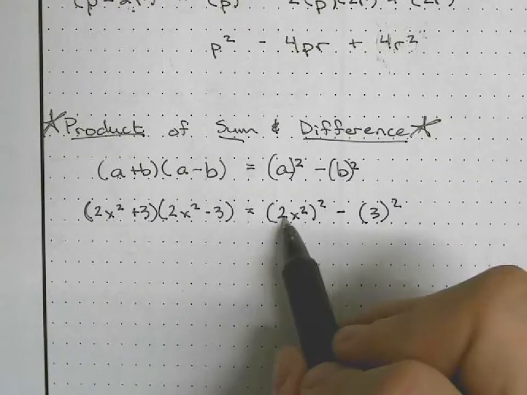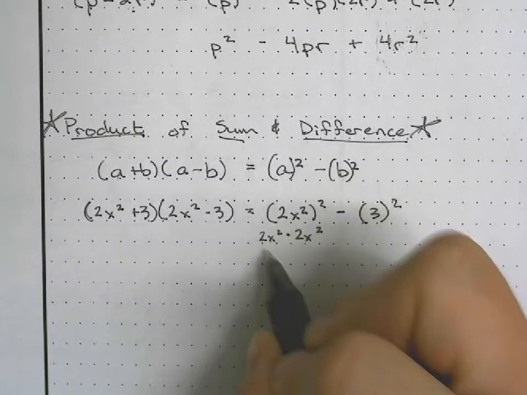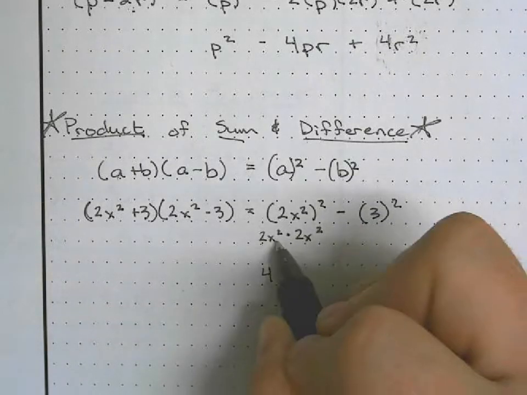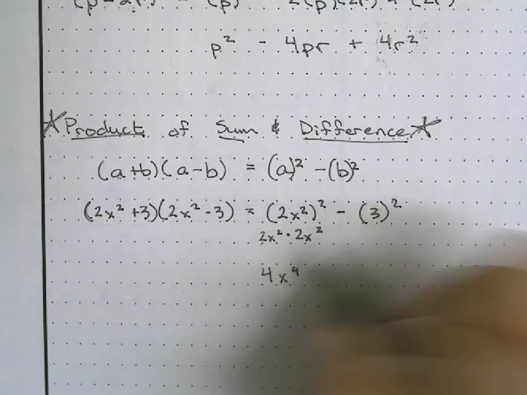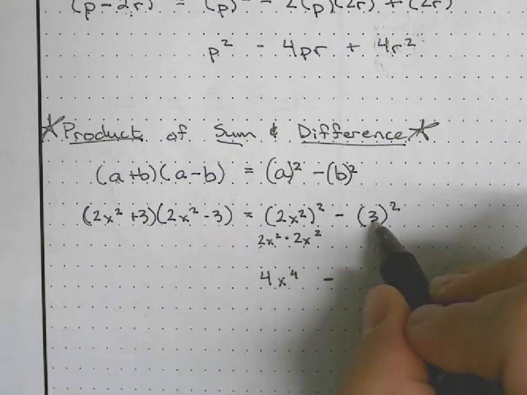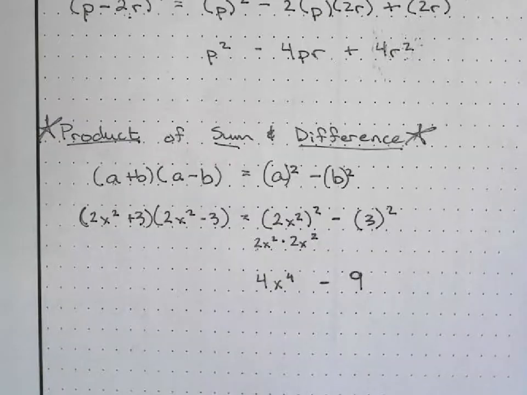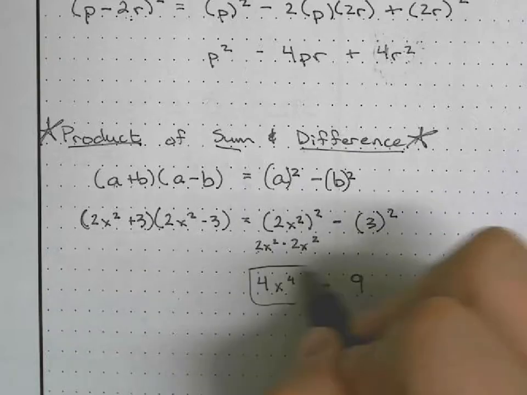Now we simplify. 2x squared times 2x squared would be 2 times 2 is 4, and then x squared times x squared is x to the 4th. And then I do subtraction, and I do 3 squared. 3 times 3 is 9. That's it. We're done.